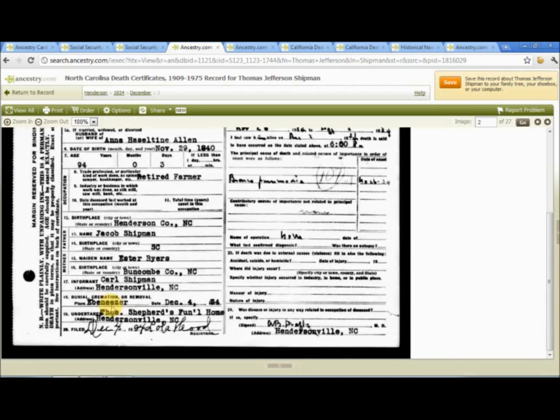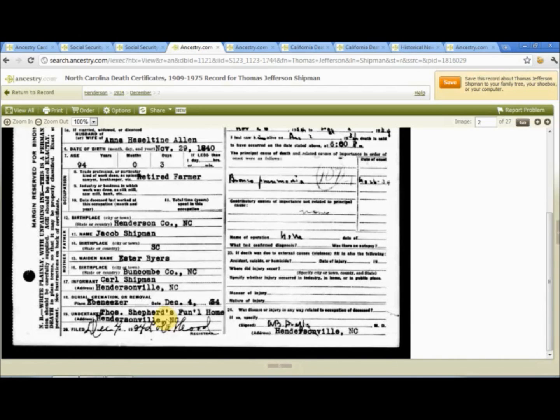That's not a whole lot of information, but a Google search for Ebenezer and Henderson County, North Carolina quickly tells me that Ebenezer is actually the name of a cemetery, that burial was on December 4th, 1934, and that for funeral arrangements, the undertaker here was the Thomas Shepherd's Funeral Home in Hendersonville. Now, the reason why that's important, the same informant didn't always provide the information for both the coroner and the funeral home and the cemetery sexton.